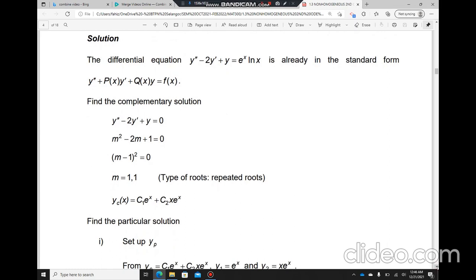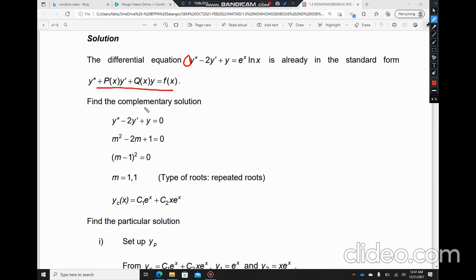Okay, so we follow this step. First, the differential equation y double prime minus 2y prime plus y equals to e^x ln x is already in the standard form. Sebab kat sini dia constant 1. So dia dalam standard form. Okay, then sebab kat sini dia just 1 kan. So dia still dalam standard form kat sini.